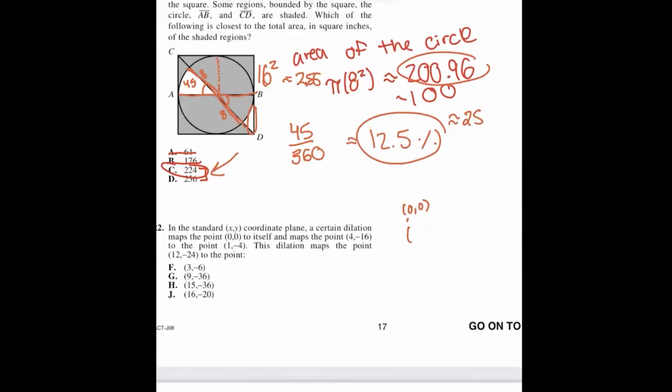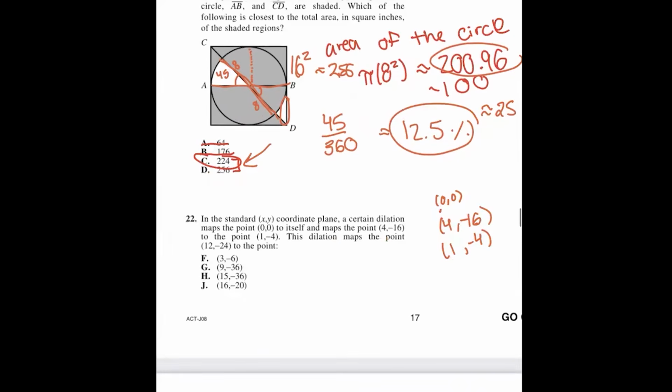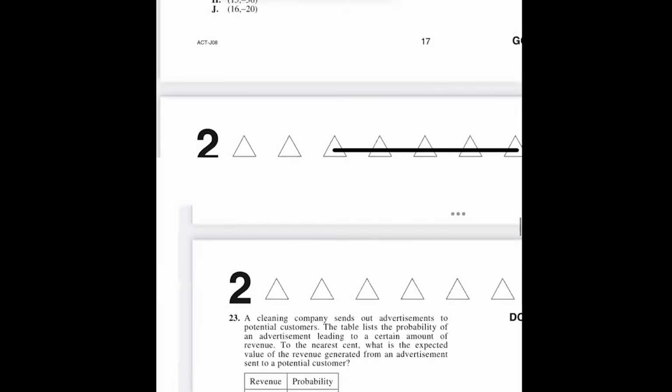It maps the point 4, -16 to the point 1, -4. So all they're doing literally is dividing by 4. So on number 22, you just have to take this and divide by 4. This is something a lot of people will overthink, but the answer is just going to be F. Sometimes simpler is a little bit better.